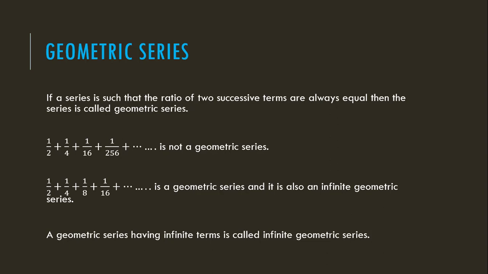Look at the previous one. We cannot multiply a single number with the previous one to get the next one. Like if we want to get 1 by 4, we have to multiply half with half. But if we want to get 1 by 16, then we have to multiply 1 by 4 with 1 by 4. Therefore, we can see that the same number is not multiplied to get the next term. Therefore, the first one is not a geometric series, and the second example is an example of a geometric series.